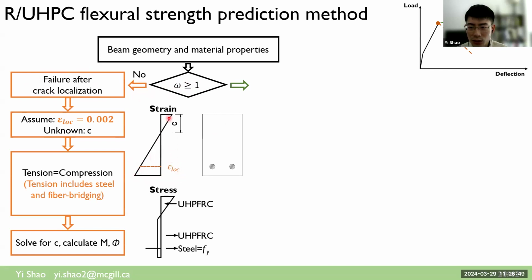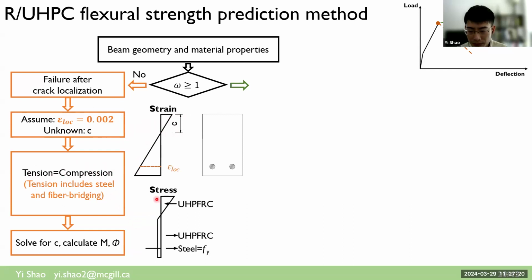So we should not use a crushing at the top. We should use UHPC localization at the bottom. For example, we may use a localization strength of 0.2 or determined by the material characterization test. And similar to steel reinforced concrete design, we have unknown variable C as a compressive zone depth. And then we can try to set up the force equilibrium where tension force equals compression force.